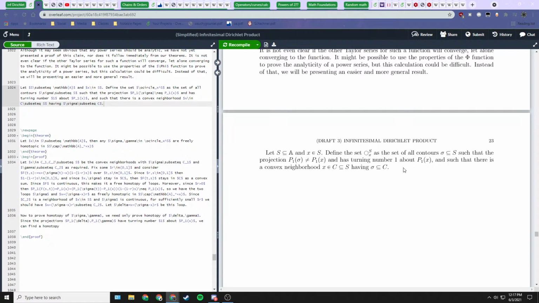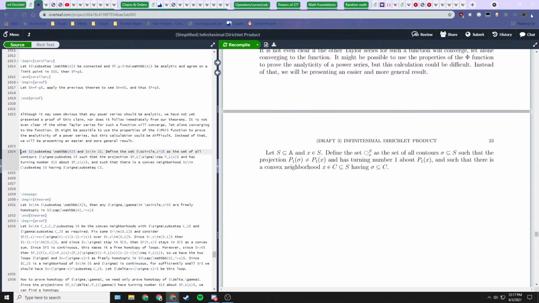Okay. S subset A, X in S. Define the set O_{X,S} as the contours sigma subset S whose projections are not this, and have turning number 1 about P1 of X in the counterclockwise direction, and such that there is a convex neighborhood C with sigma subset C.